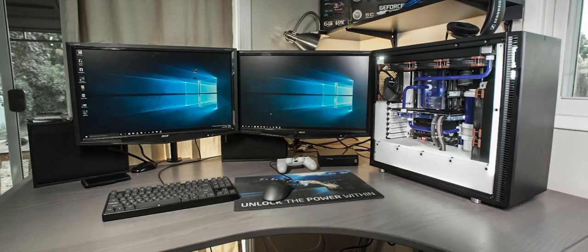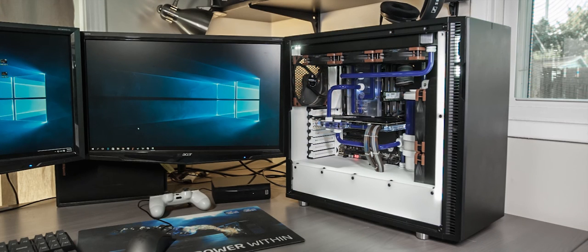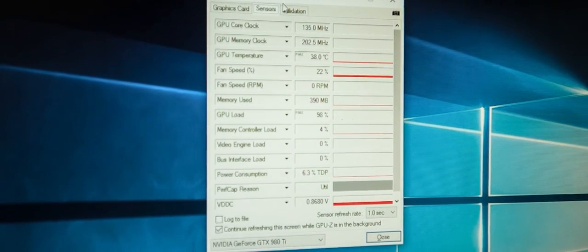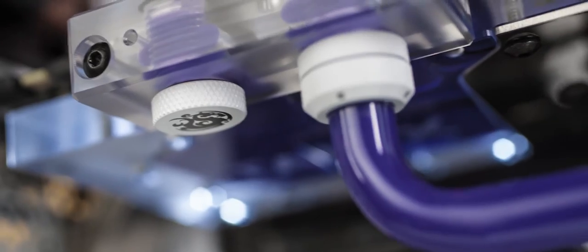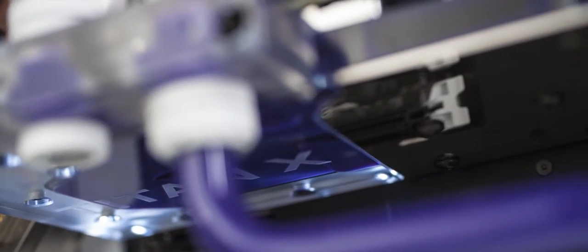So as far as temps go, I got into Metal Gear Solid 5 a little bit, played about 3 or 4 hours of that, and the temps never got above 38 degrees, so I'd say the block is doing its job. Idle's about 28, 29 degrees Celsius, and it definitely went up to like a 90%, 98% load.